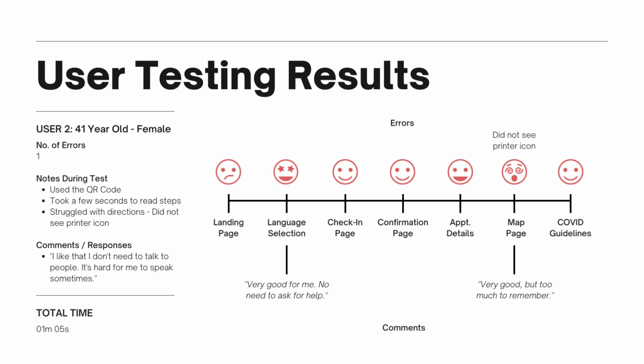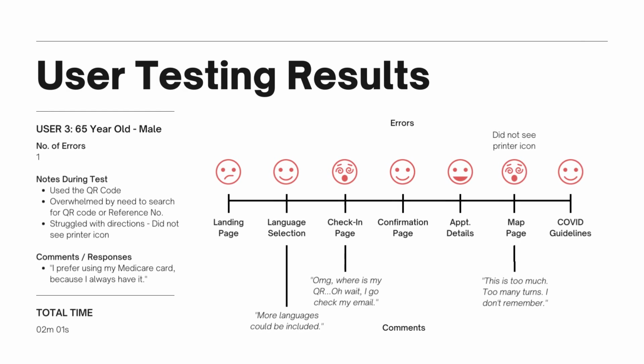To further note, she stated that she thought the mapping screen was very good, but thought that it was too much to remember. From this, I thought that she would opt to print the map, but she did not. However, post user testing, she stated that she simply did not see and understand the printer icon, but she would have definitely used it if she had known.